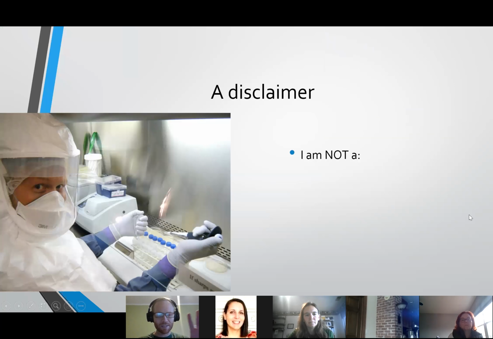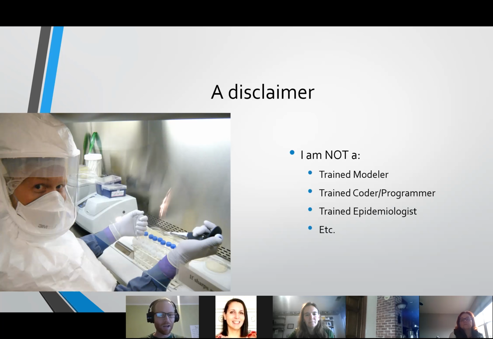So, quick disclaimer: this is me at work. Notice I'm not at a computer, I'm at the bench. I'm a molecular bacteriologist by trade. So I am not a trained modeler, I'm not a trained coder, I'm not a trained epidemiologist, insert all these other things that I'm not good at. But what I am is a learner.